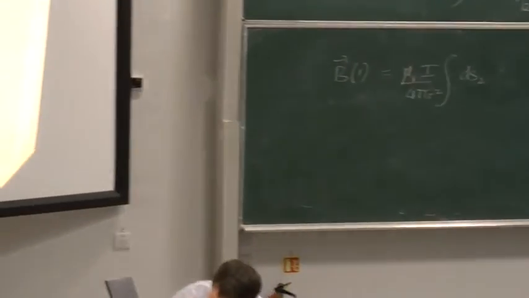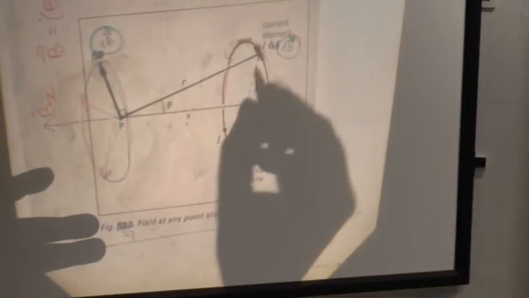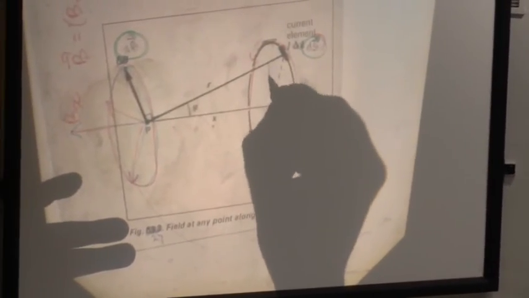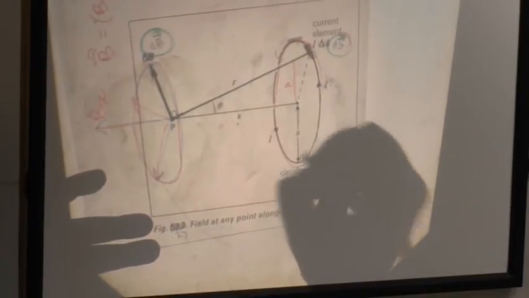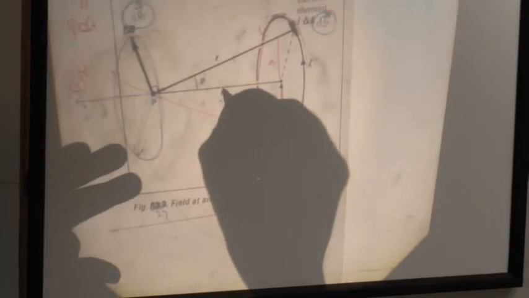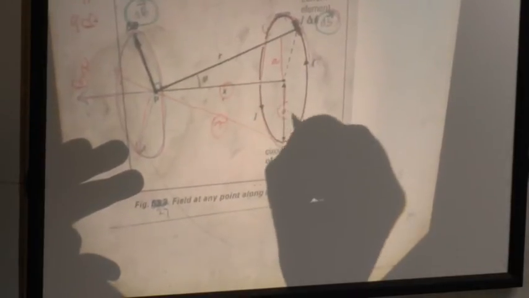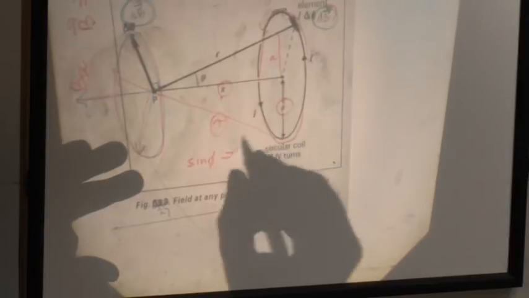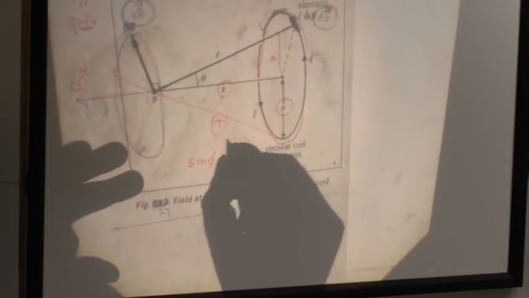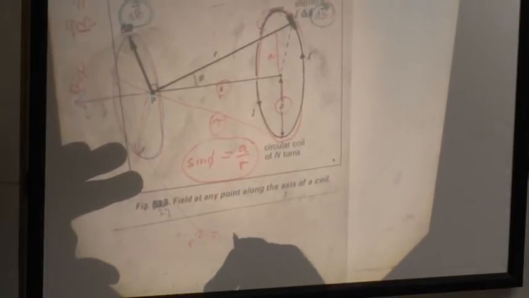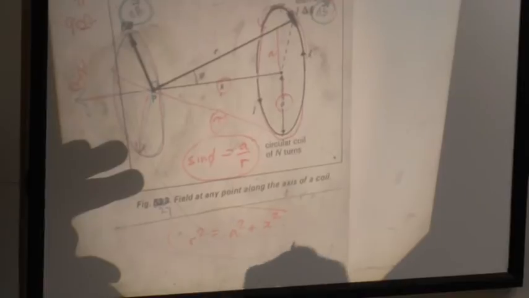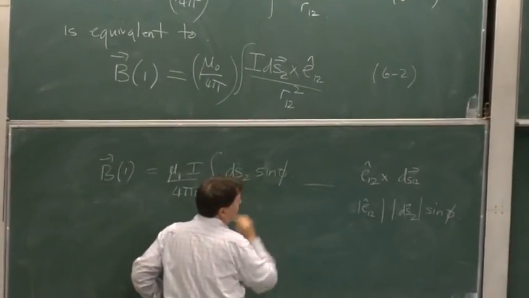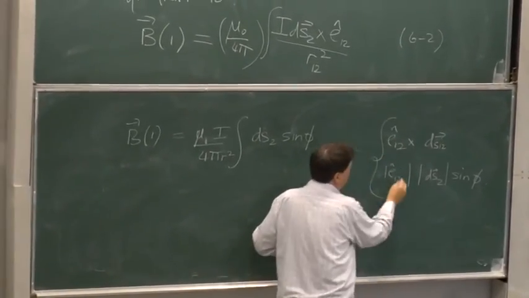And let's go back to tipping it this way. It seems pretty obvious that this is a right-angled triangle, yeah? And it's got a radius a. Let's just draw it in here. A radius a. This is r. This is x. This is a right-angled triangle. So sine of phi is equal to a opposite over r, yeah? Where, of course, r squared is a squared plus x squared. So we've got now, this whole thing is just ds2 sine phi.